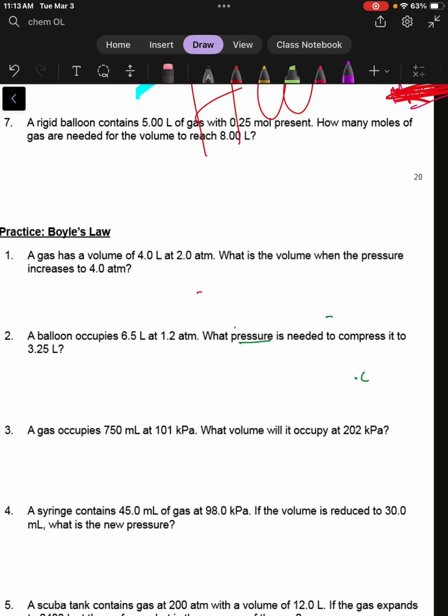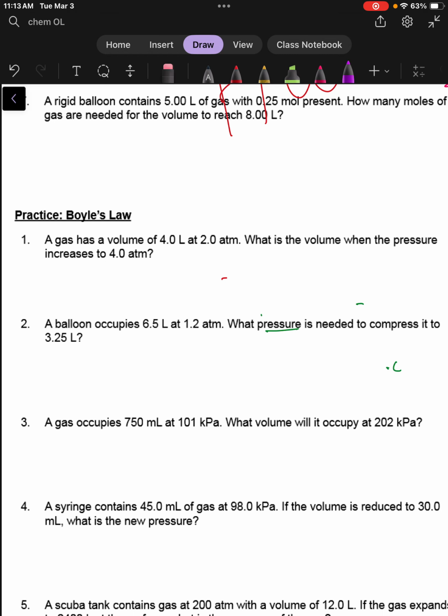Next, let's go to the Boyle's law one. It won't say Boyle's law or Charles's law on your test. You have to figure it out. This question says a gas has a volume, so I'm going to write V1, assuming it is initial and final. ATM means it is a pressure, so write P1. Then the pressure increased to P2, and you are going to find the final volume. We know that volume and pressure are inversely proportional according to Boyle's law. So the equation will be P1 times V1 equal to P2 times V2. Substitute.